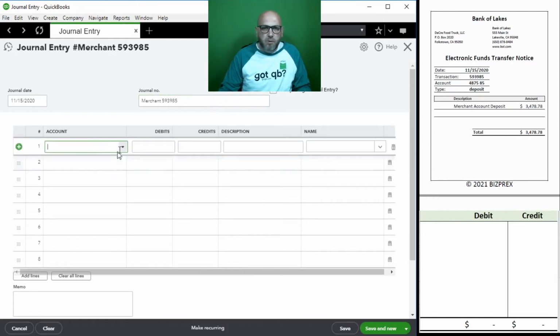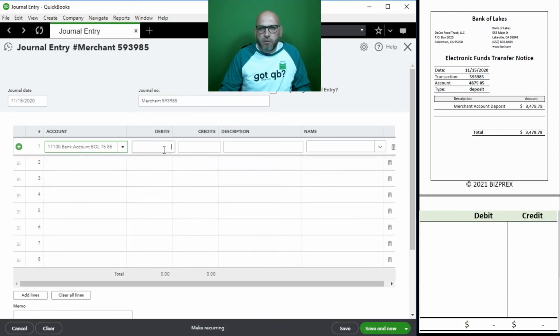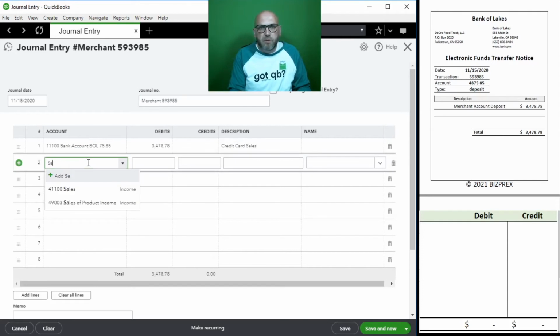Okay, so what's happening? Our bank account will go up, right? It's an asset, therefore it has to be debited to go up. And what else is happening? Well, our sales, right? Because the source of this money is sales, so our sales slash revenue are going up, and those go up when they're credited.